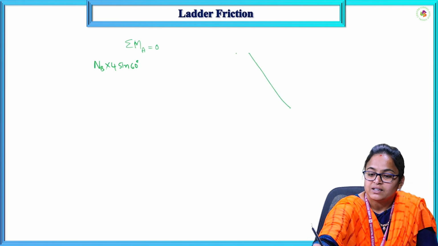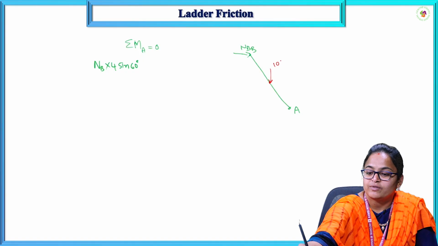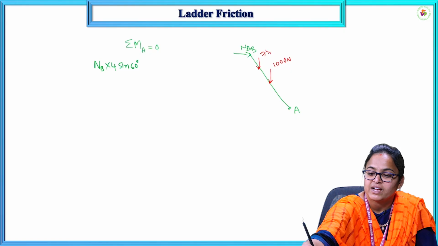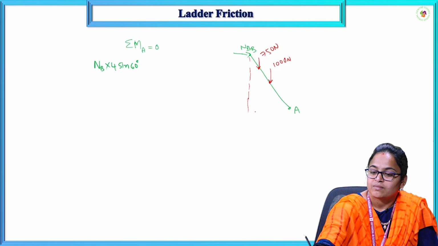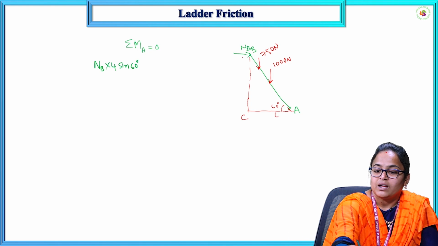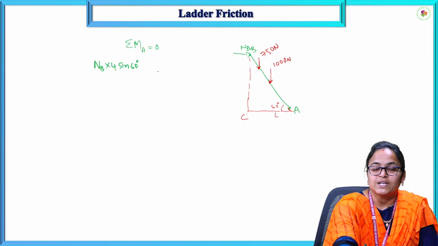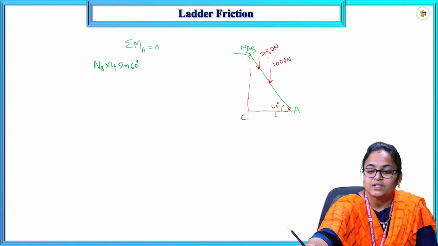This is the ladder, here NB is acting, this is point B, this is point A. Now, this is the self weight of the ladder, 1000 newtons, and this is the 750 newtons additional weight, and the angle between the ladder and the floor is 60 degrees. Now, this is point C. Now we want NB into the perpendicular distance, that is BC, we got 4 into sine 60 degrees. Now, there will be another force, that is 750 newtons acting on the ladder.